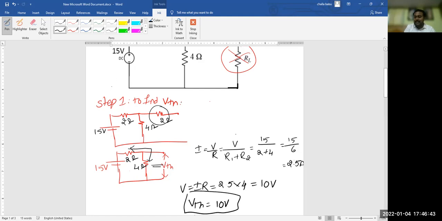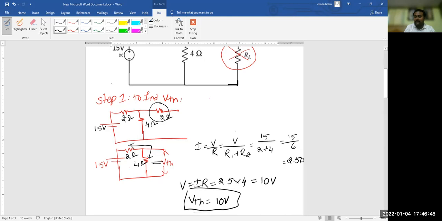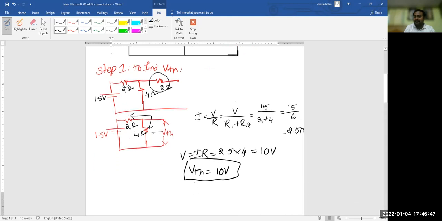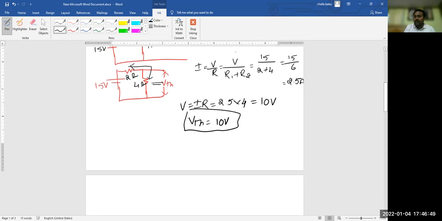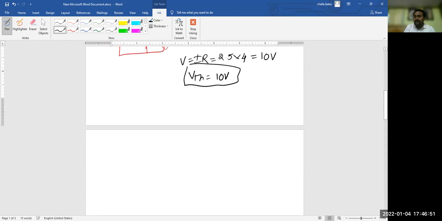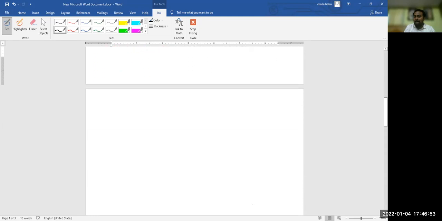In the second step, we are going to calculate the R equivalent. How we are going to find it? In the same way, first we have to remove the branch through which we want to find the current. So I am removing that branch, that is RL.